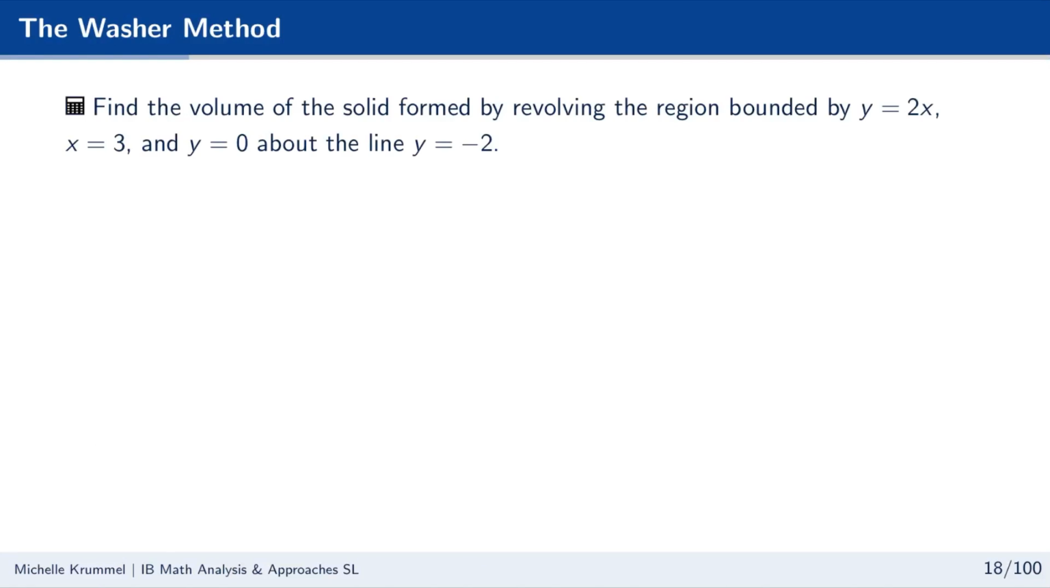So I would encourage you to pause the video here and try this problem on your own. Find the volume of the solid formed if we revolve the region bounded by y equals 2x, x equals 3, and y equals 0 about the line y equals negative 2. So I haven't provided the graph for you here, but this is typically what a problem might look like.